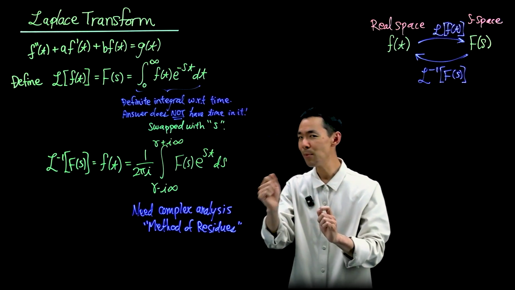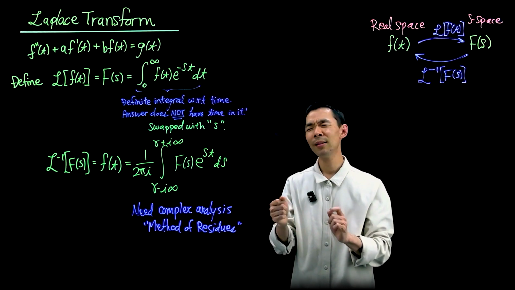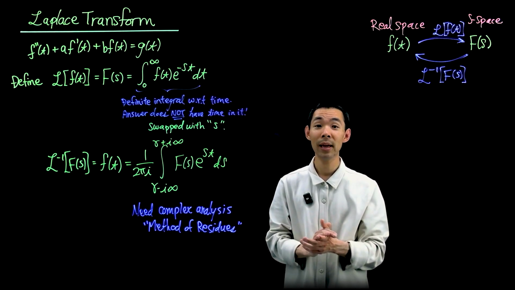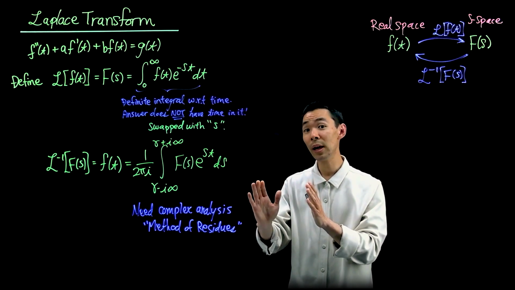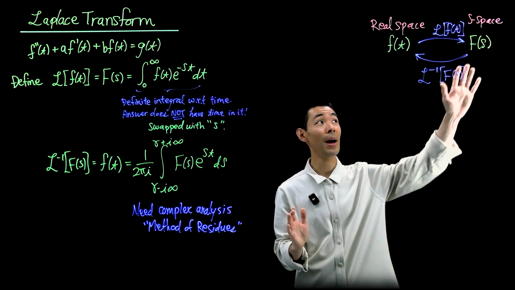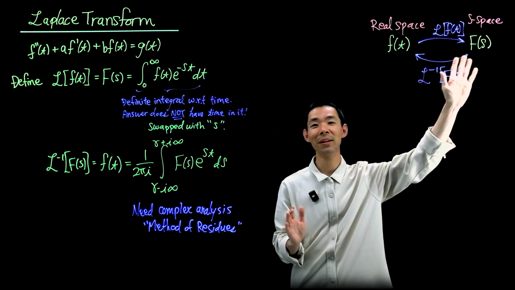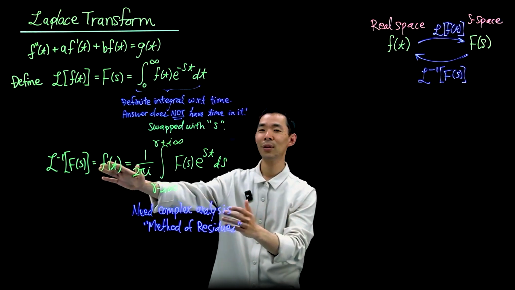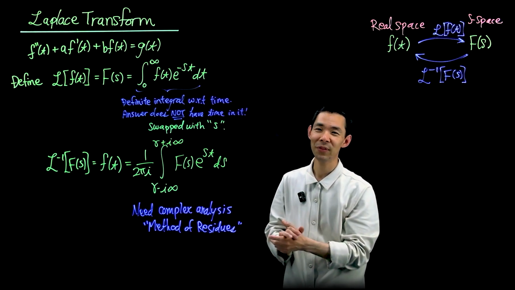I'm just showing you the proper definition. Things can get pretty complicated pretty quickly, but we're going to take a different approach for converting it back from the solution that we have in capital F back to the real time domain, little f of t.